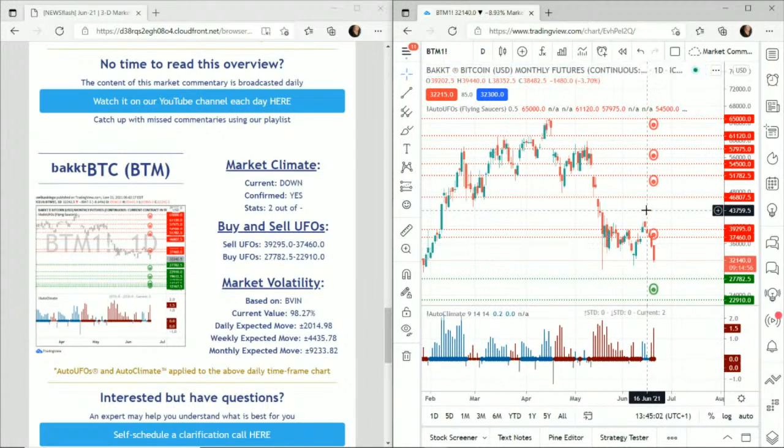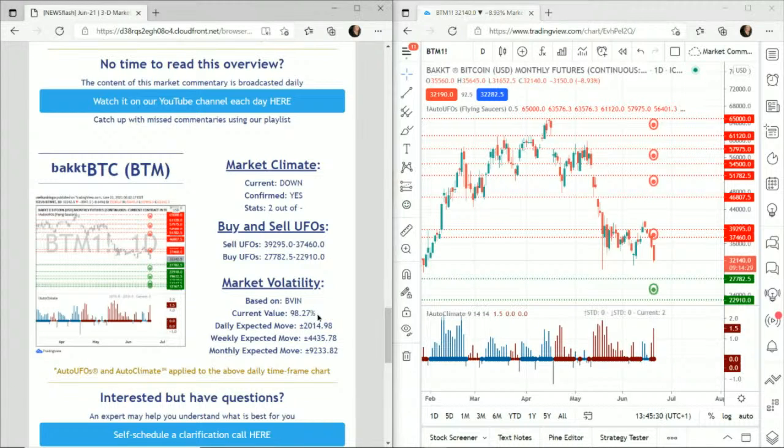We have sell orders up here at 39,295 to 37,460. Those are relatively newly formed. And then we have buy orders down here at 27,782.5 to 22,910. So at the moment, overall probability here to the downside with Bitcoin in the climate, with our UFOs that have recently pushed it down. So wouldn't be surprised to see that fall a little bit further.